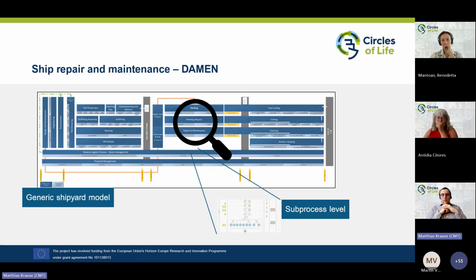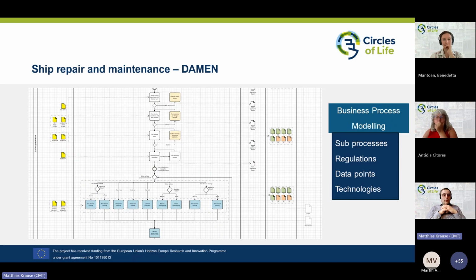Because if we want to assess a specific shipyard's eco footprint, we need to consider how the process is implemented. And this involves modeling of the sub-processes and allocating the technologies used in those sub-processes. And this happens on this next level, which is represented here. Most probably you cannot read it, but let's have a quick look. What you see is a model of a painting process.